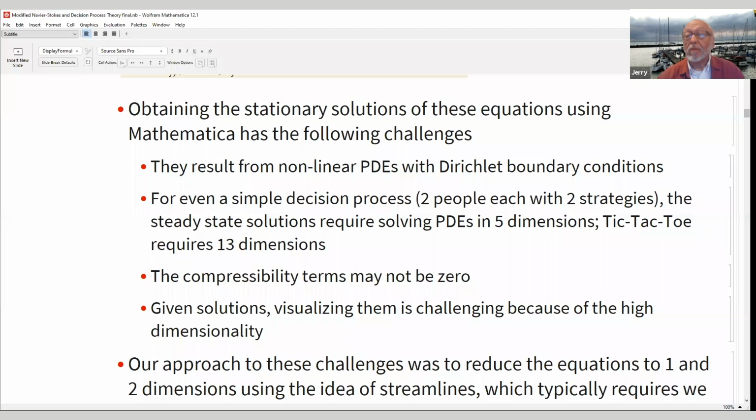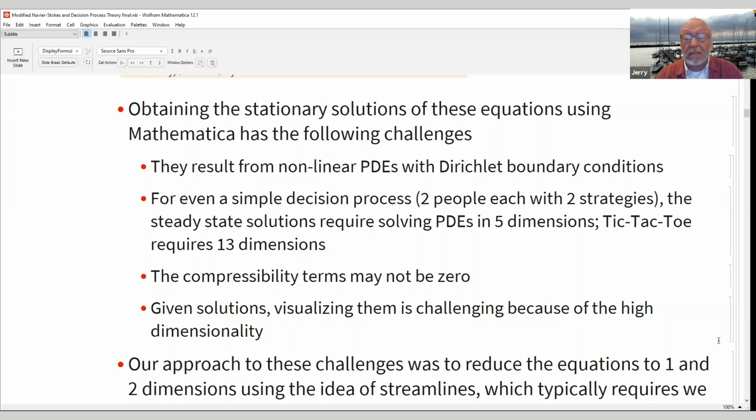Another challenge with the field theory of games is the compression terms. The fluid may be compressible, okay? So the compression terms are not 0. And you might think this would be hard to do such things as compute streamlines. There are a couple of solutions to that one. Of course, one is simply you assume the compression terms are 0 and go ahead and compute the streamlines.